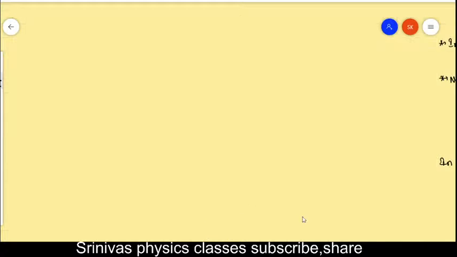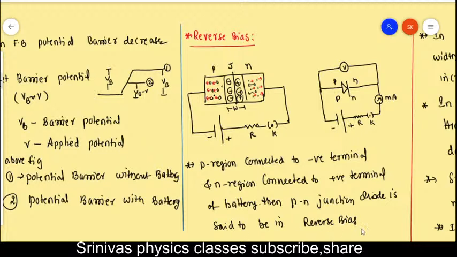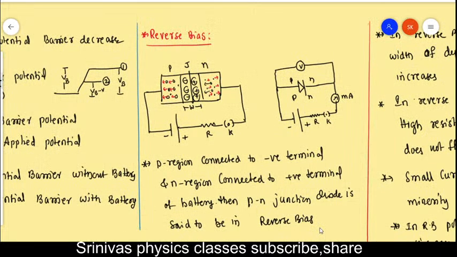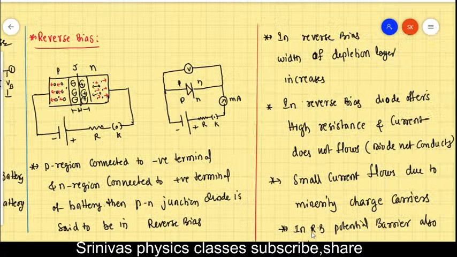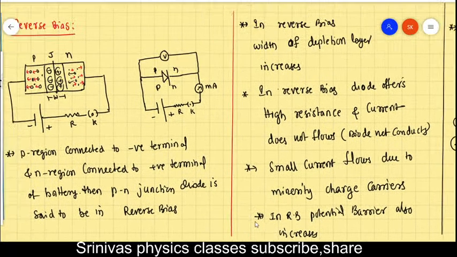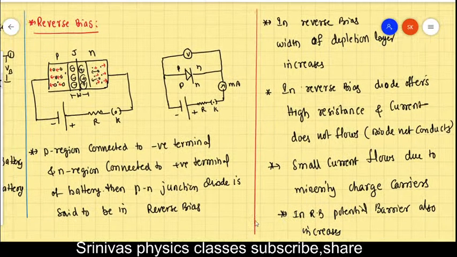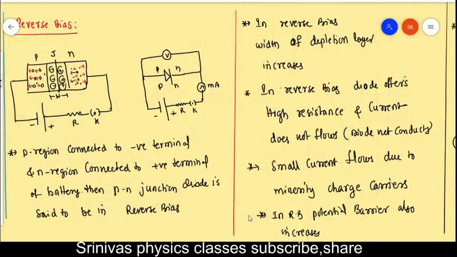You see this diagram. This is the reverse bias. Now you see the reverse bias. What happened? The P region is connected to the negative terminal of the battery, and the N region is connected to the positive terminal of the battery. Then the PN junction diode is said to be in reverse bias.